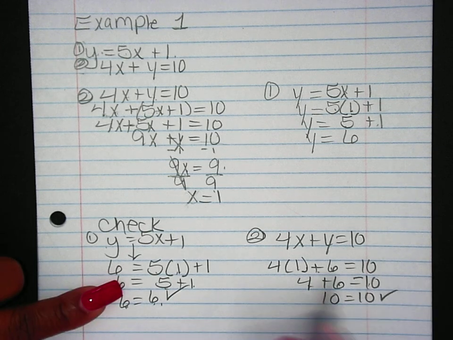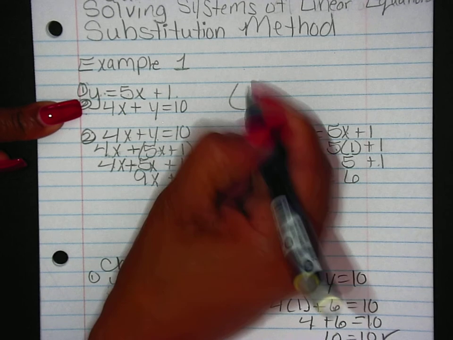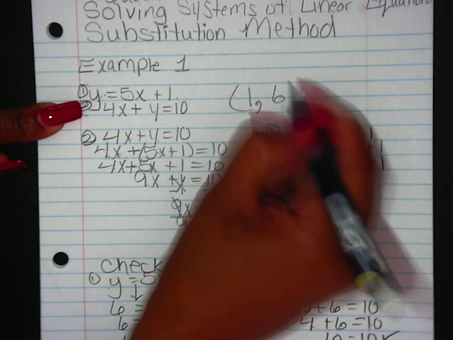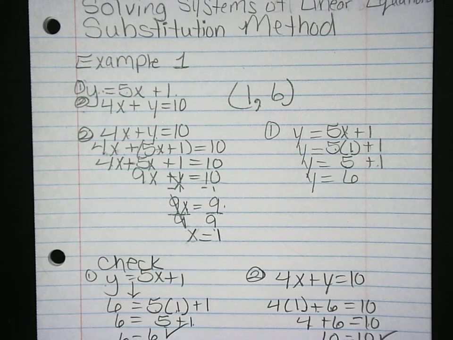So the solution to this system would be (1, 6). So the point of intersection is (1, 6). I'm done. That's example 1.